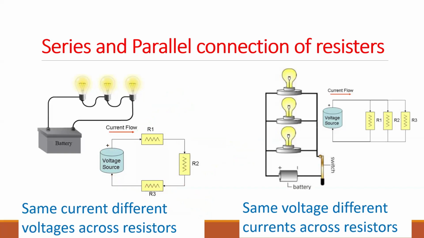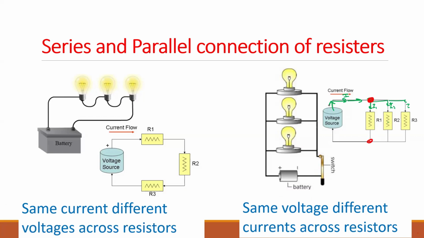But if you look at the parallel situation, the current is coming out from the battery, and when it goes to this node, it is splitting. This current I is splitting into I1, I2, and I3. So in a parallel connection, you don't have the same current across every resistor. However, you have the same voltage. Do you agree with that?